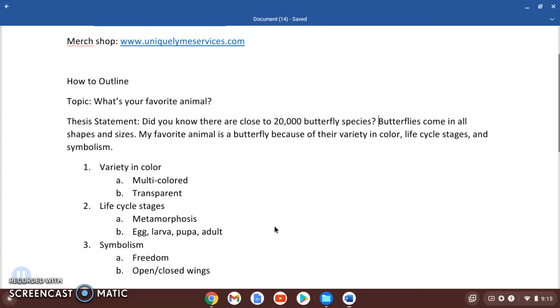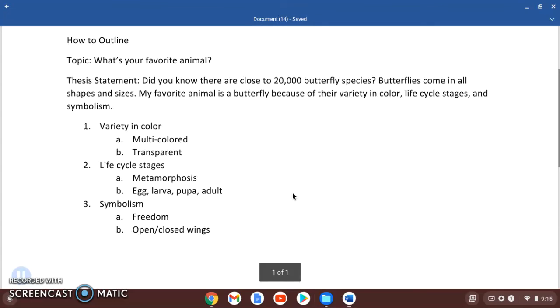Let's get into it. So the second paragraph, or your first body paragraph, would be the variety of color, right? So butterflies come in multiple colors and transparent, and then we could spend about 5 sentences, if not more, elaborating on that. The next body paragraph would be about life cycle stages that butterflies go through. They start right from caterpillars into butterflies. So it's that metamorphosis, that egg, larva, pupa, and adult stages. And then, of course, elaborating on that.